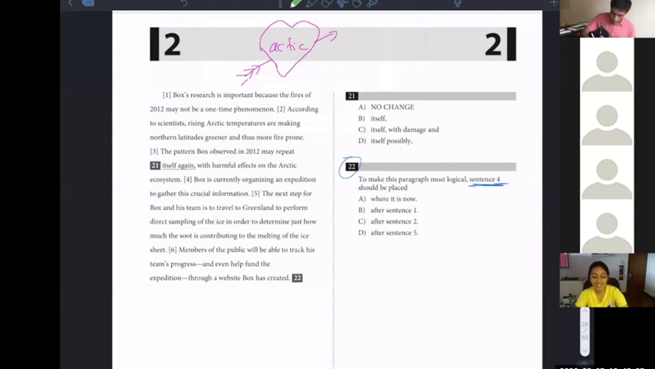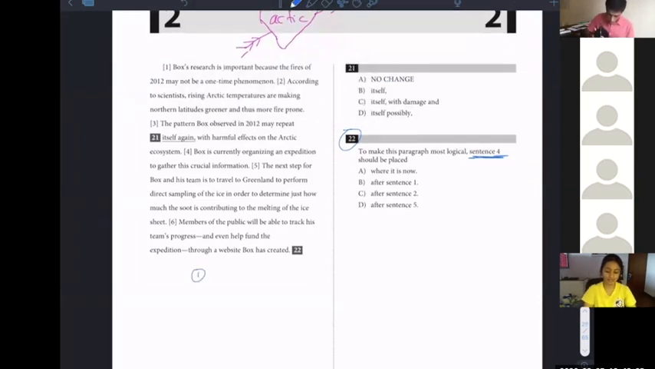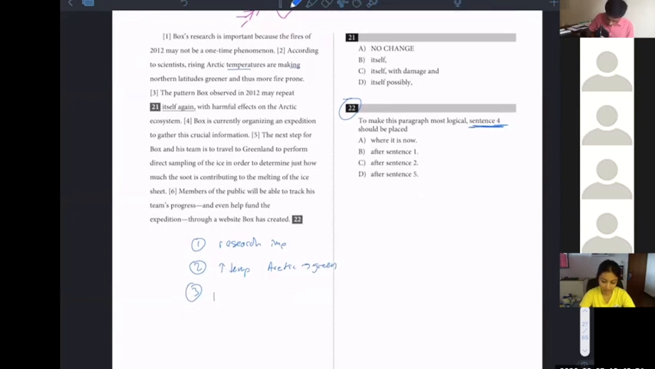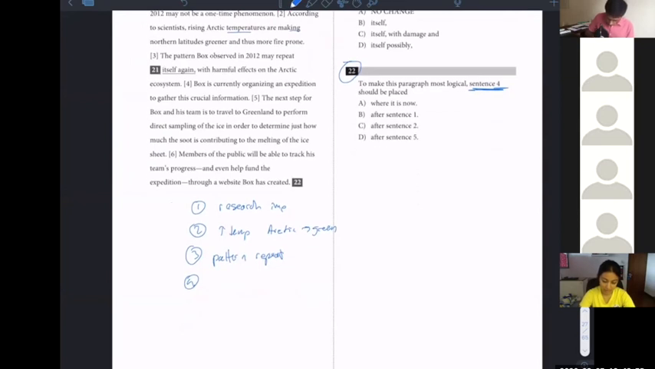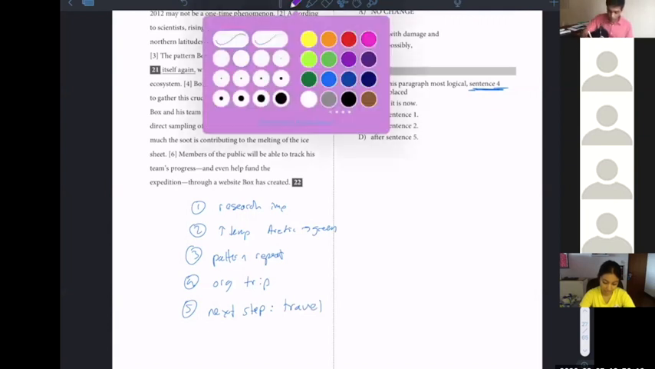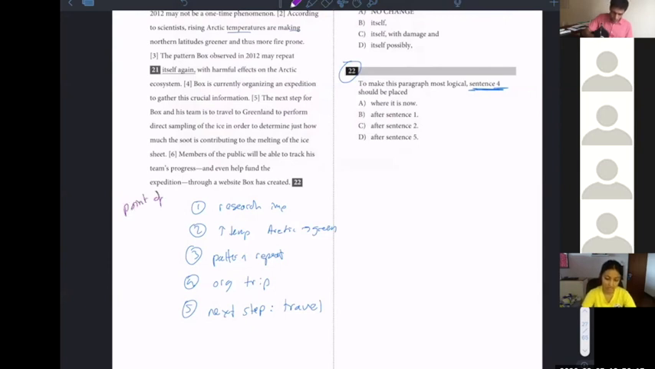So let's do this. What is it saying? Let's do the sentence approach methods. We will do one. This is talking about the research importance. Two is talking about, according to scientists, temps are making, so rising temp means Arctic is green. Three is talking about pattern repeat. Four is talking about organizing a trip. And five is talking about next step, travel. Okay, so this is the steps that we talked about. So this is doing point of sentence.